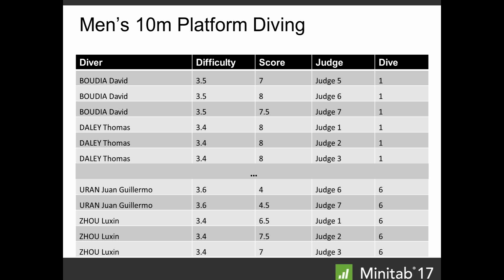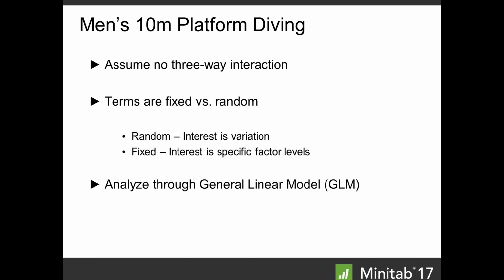These terms are fixed. Remember before I said usually we consider them randomly pulled from some broader pool. In this case, there's only 7 judges. There is no broader pool. We care specifically about those 7 judges, right? And likewise, our parts in this case are actually fixed, right? We don't care how divers perform generally. We care about the divers from the finals of the 2008 Olympics.